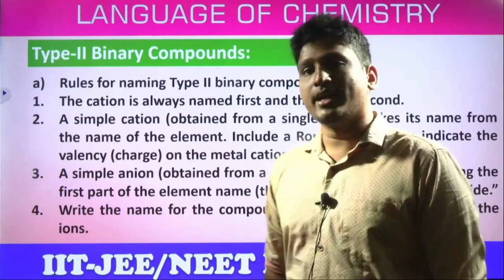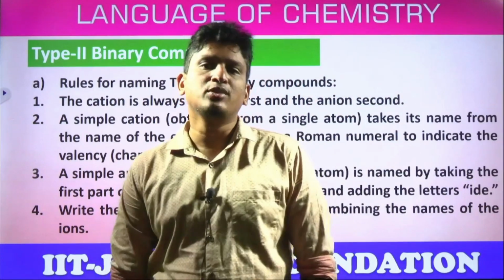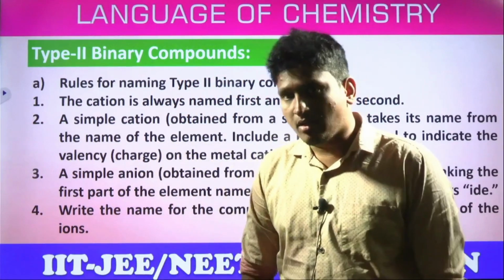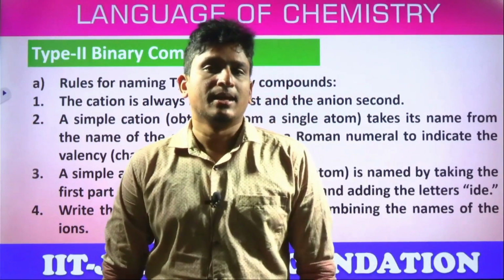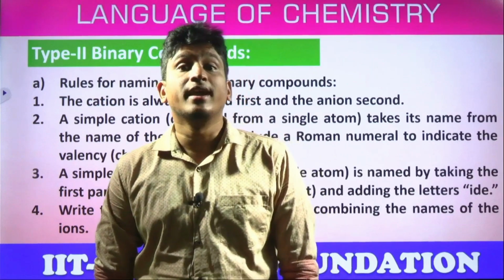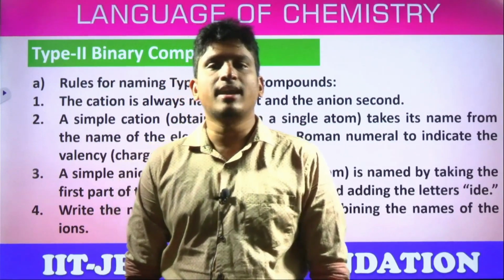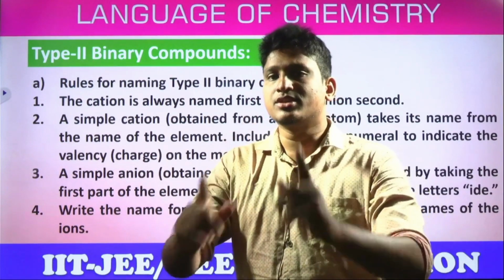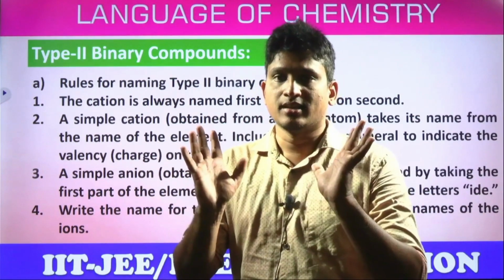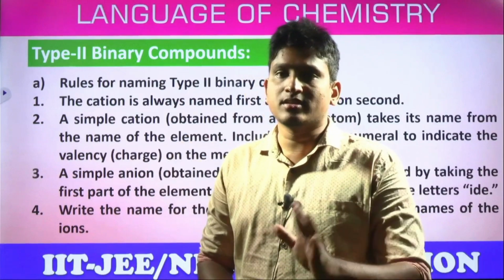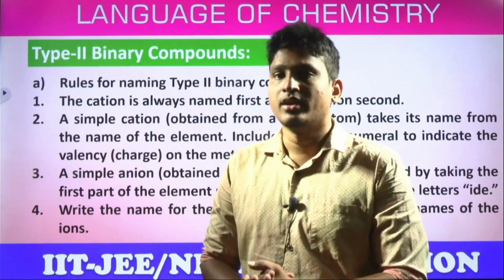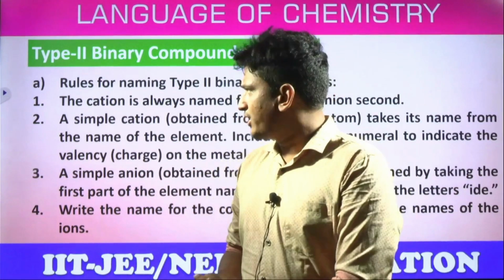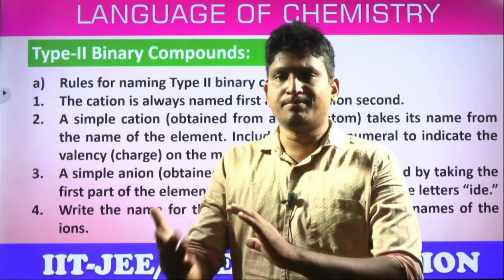Next, type 2 binary compounds. Type 2 binary compounds are also ionic compounds, but the metals have variable valencies. The variable valency concept we also discussed in the previous video. Some metals can show more than one valency, and how to name these types of metals we also completed in the previous video, part 2. So here I will just repeat the points once again.